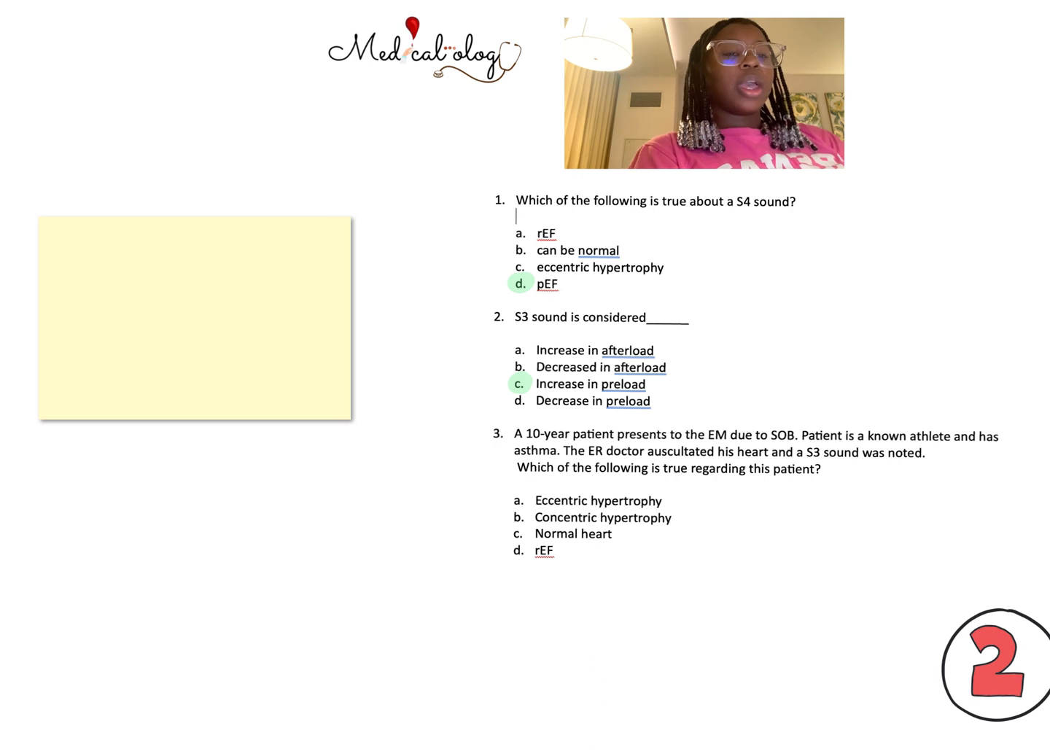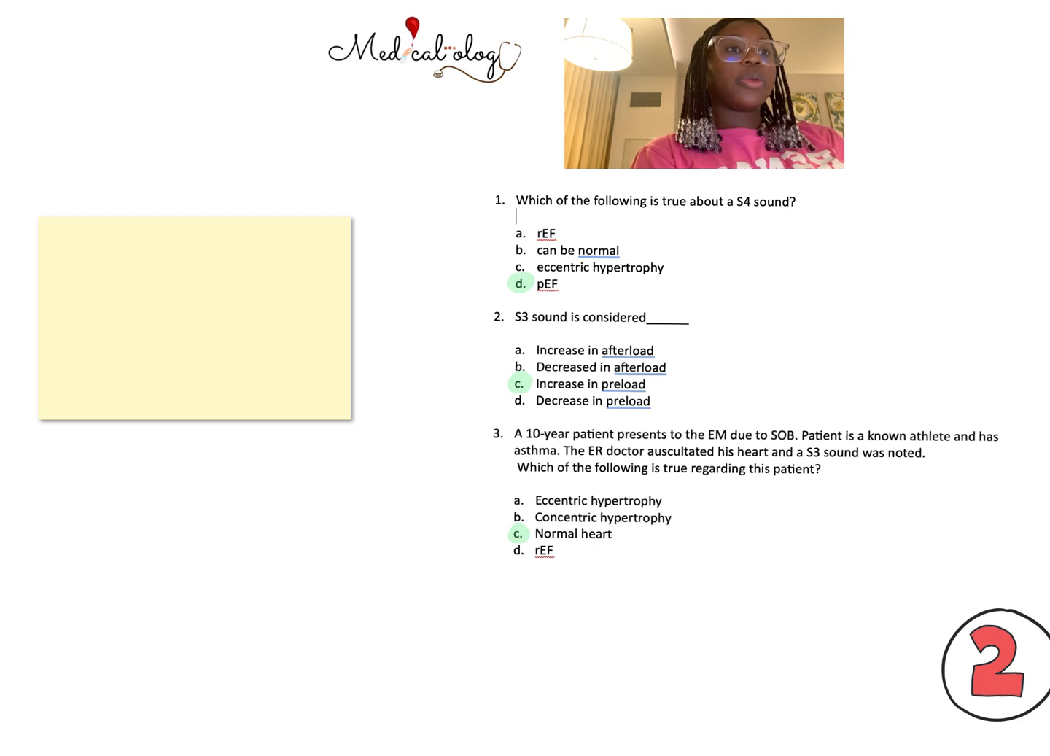Great job. 3. A 10-year-old patient presents to the EM due to shortness of breath. Patient is a known athlete and has asthma. The ER doctor auscultated his heart and an S3 sound was noted. Which of the following is true regarding this patient? Okay, hopefully you guys picked C, normal heart. So now let's go over why 1 through 3 are the right answer. A through D are the answer choices, okay? And we'll cross out. So let's get started.